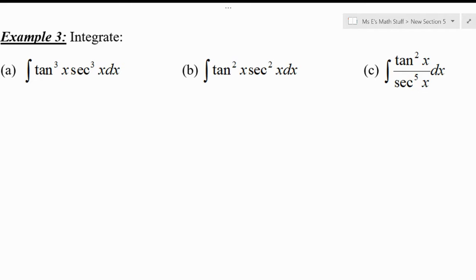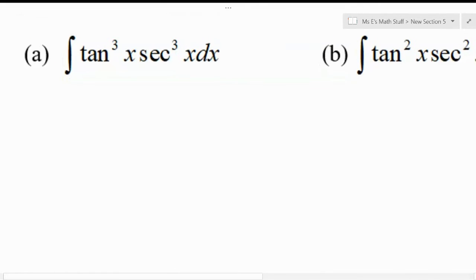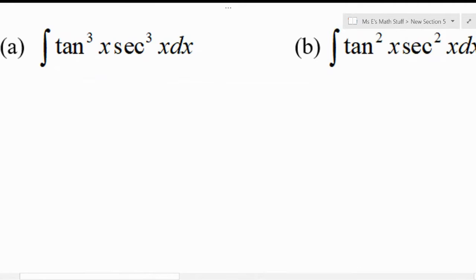All right, my friends, let's take a look at part A here. You can see a product of tangent and secant where they're both to different powers. So this would be one where you try substitution, and you could either let u equal tangent of x, or you could let u equal secant of x. And every once in a while, both of them will work.